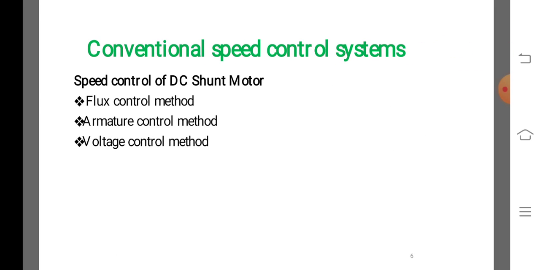Next, we move on to methods of speed control. This consists of the conventional speed control system and the solid state speed control system. Among those two classifications, let us see the conventional speed control of DC motors. As I already said, conventional speed control means the nature of the speed control requirement for an industrial drive depends upon its type.